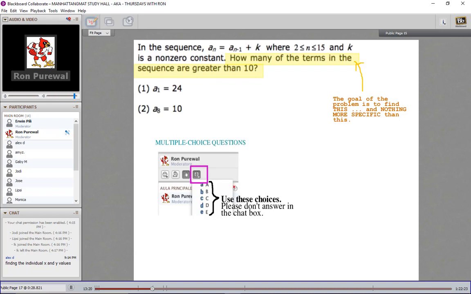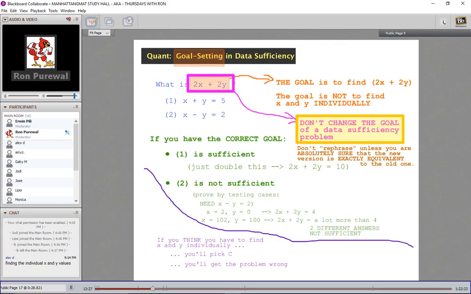Let me give you a hint. Remember that today's topic is pretty much the same as this problem, except the problems are harder than this problem. But the basic idea is the same, which is you're going to have a goal. If you get too ambitious with finding stuff, you're going to think you have to combine the statements when you actually don't.